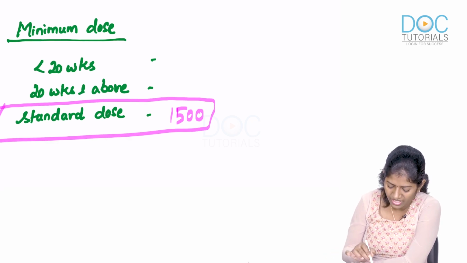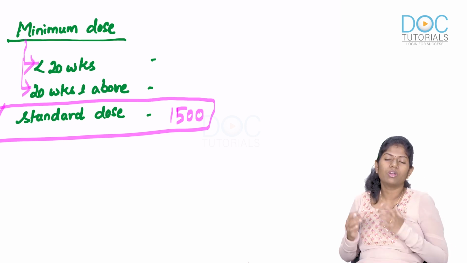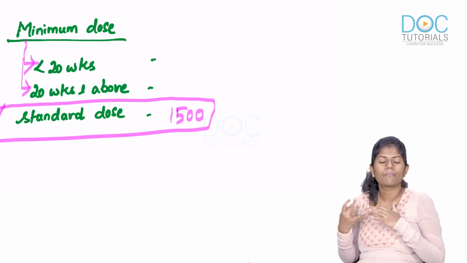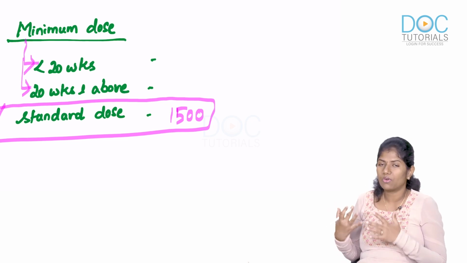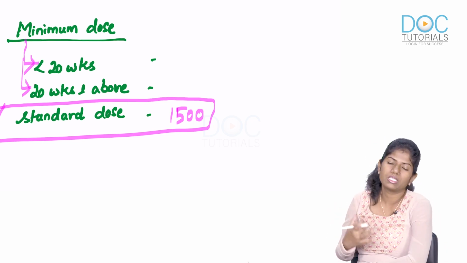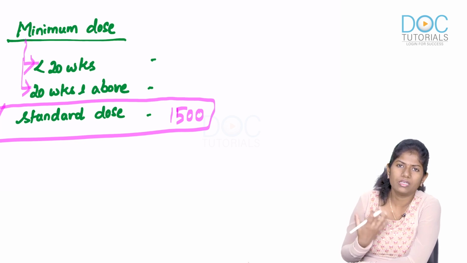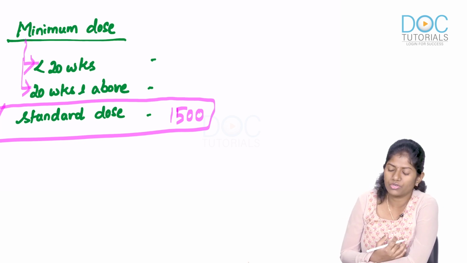Under minimum dose we have 2. What is the minimum dose for less than 20 weeks pregnancy, and what is the minimum dose for pregnancy of 20 weeks and above? Less than 20 weeks means it almost comes under abortion, right?